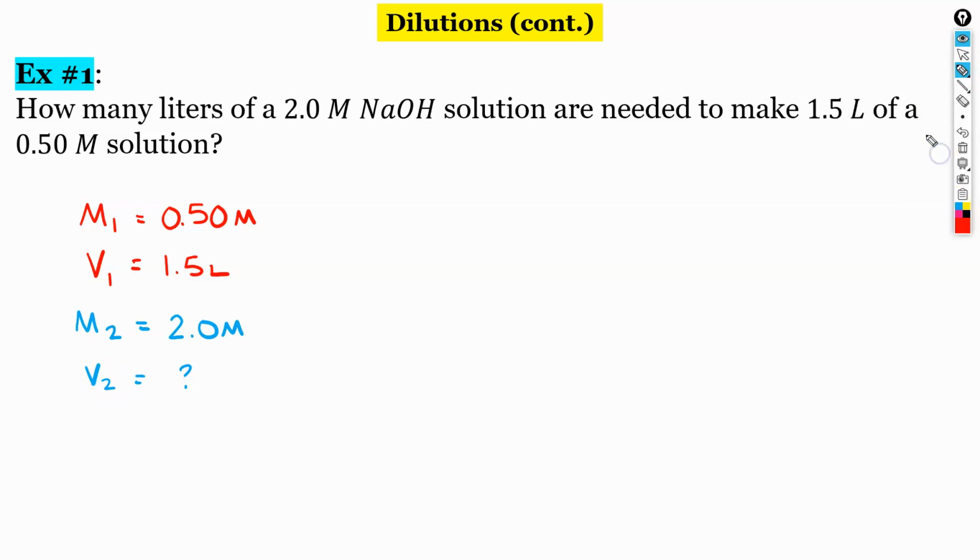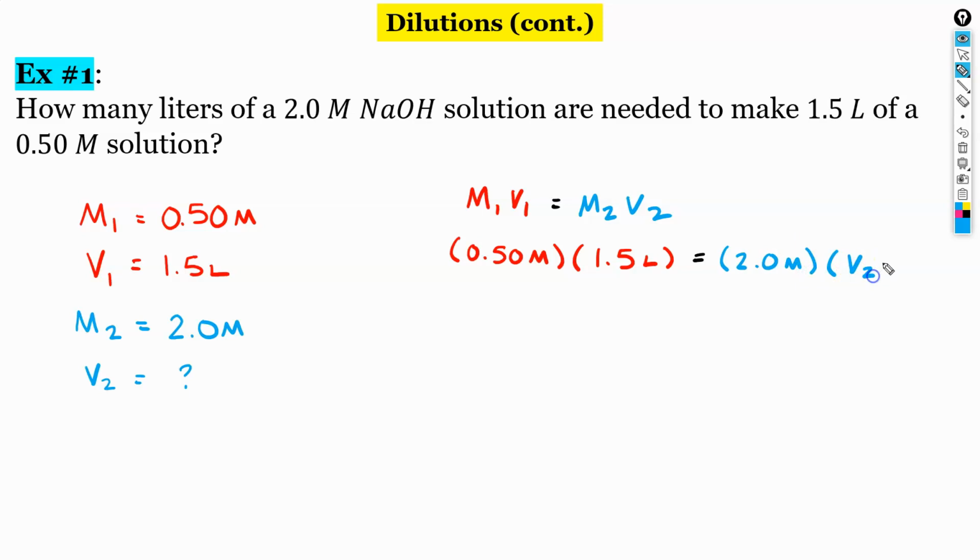So let's list off what we've got in our equation. So remember, our equation is M1V1 equals M2V2. So we've got 0.50 molar times the volume, 1.5 liters, and that's going to be equal to M2, which is 2.0 molar times V2. We want to get V2 by itself, so let's divide both sides by that 2.0 molar. So notice I've isolated V2.